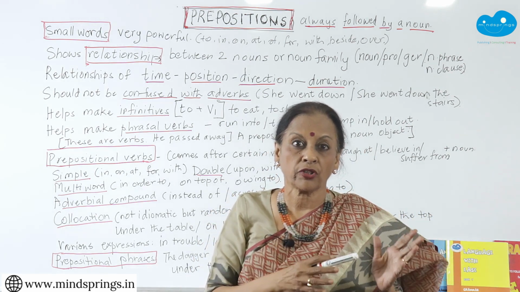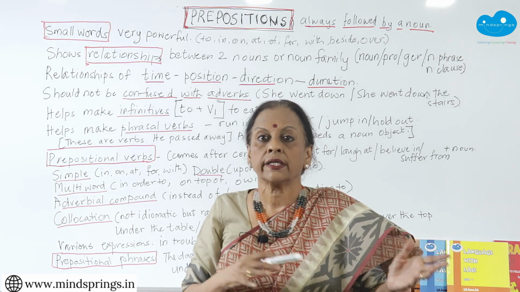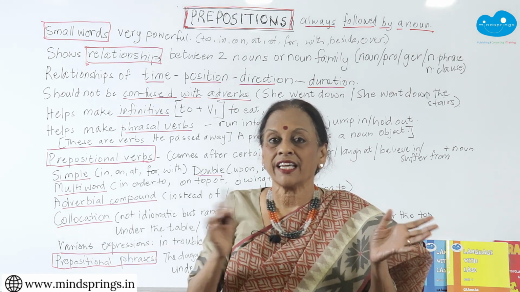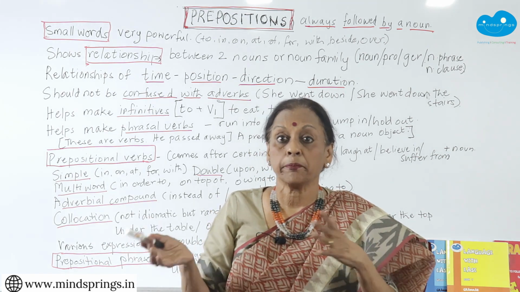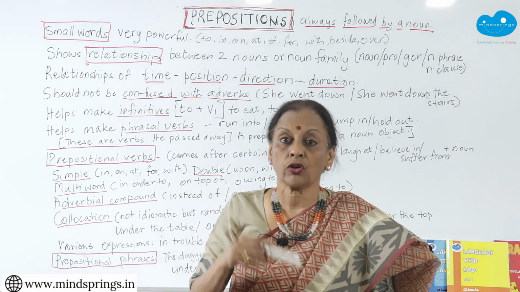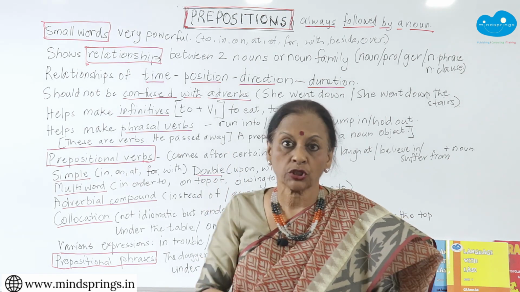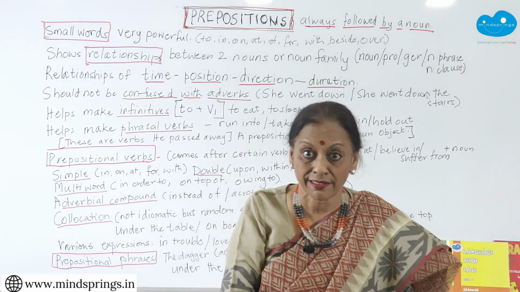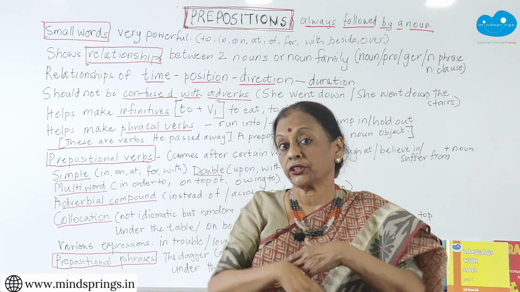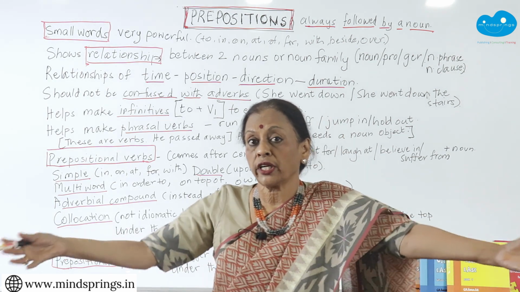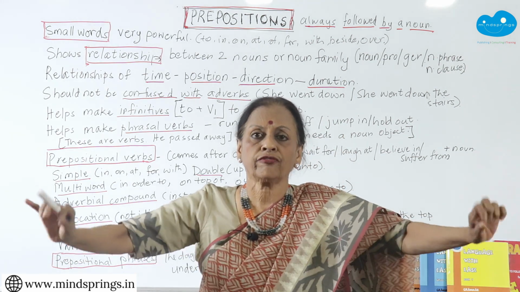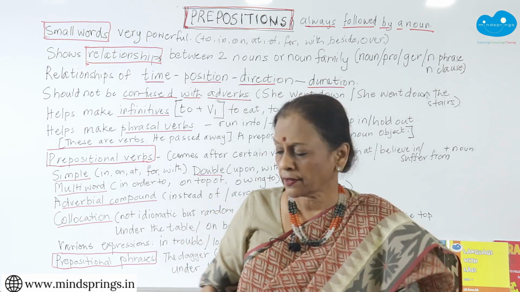So, if I say from 3 o'clock to 5 o'clock, it is telling me the time, isn't it? Or if I say at 4 o'clock, it is showing me a specific time. If I say at the bus stop, it is showing me a specific place. Or it can show me a duration. From 3 to 5 is a duration, it is a length of time. So, it can do this.